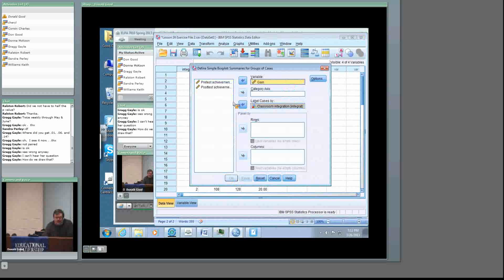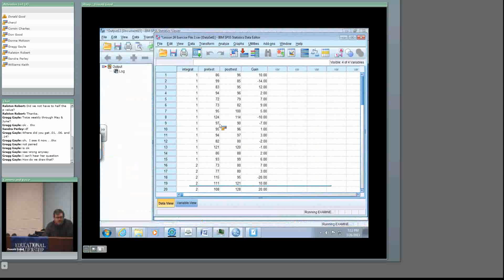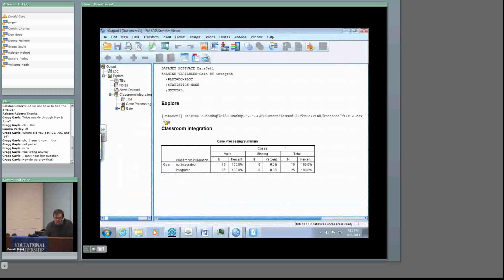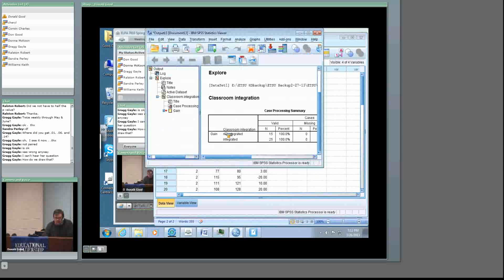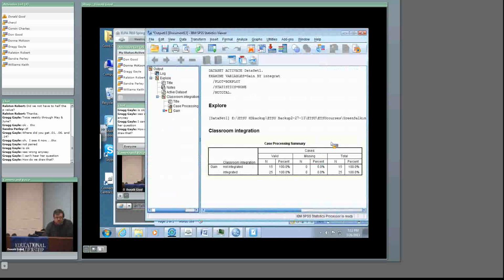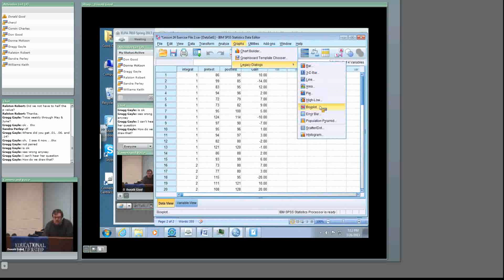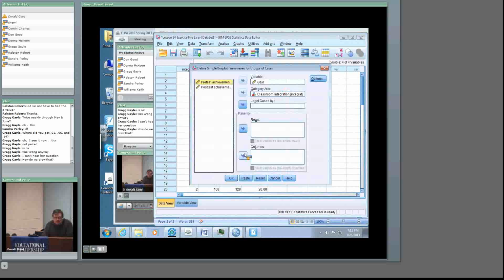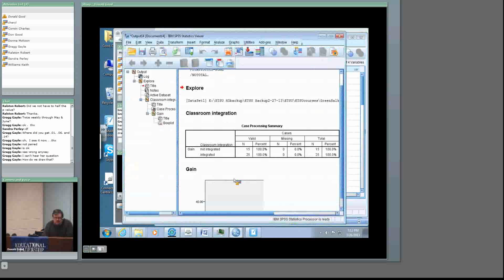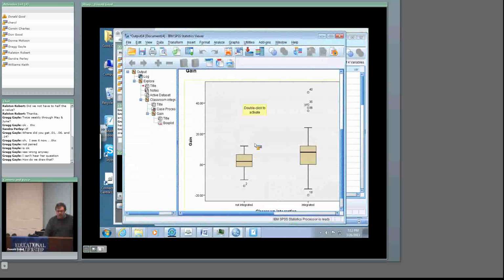Oh, no. I'm sorry. I think I want that to go in category axis. Something didn't sound right. Let's see if that gives us what I wanted. Well, that didn't work. It should give me that box plot in the output window. Let's go to graphs, legacy dialogues, box plot. Maybe I clicked the wrong button. Category axis. I'm sorry. Yeah, category axis is the grouping variable. That's what I get when I don't practice these things.